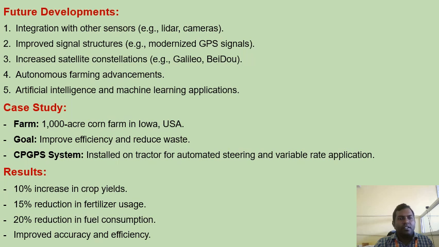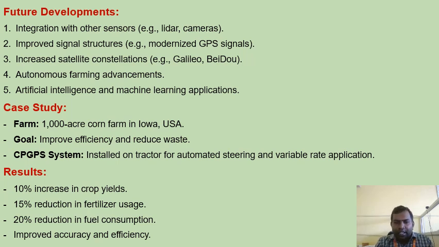Future developments include integration with data sensors, improved signal structures, increased satellite coverage, autonomous farming advancements, and artificial intelligence and machine learning applications. So a case study has been shown here for using carrier-based GPS in the precision agriculture process.